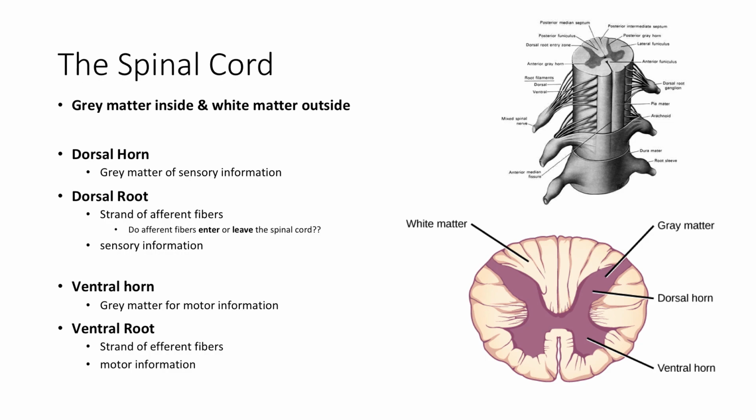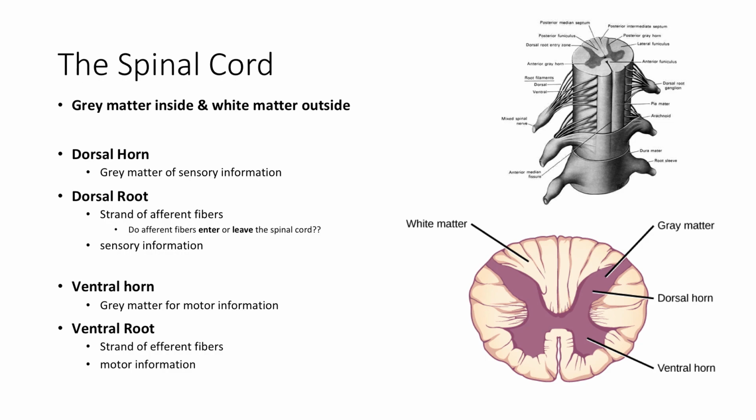So the outer side of the spinal cord consists of tracts and fibers, and therefore the white matter is on the outside. And the inside contains mainly the cell bodies, and therefore the gray matter is on the inside. So as you can see, it's technically flipped with the brain. With the brain, the gray matter is on the outside and the white matter is on the inside.